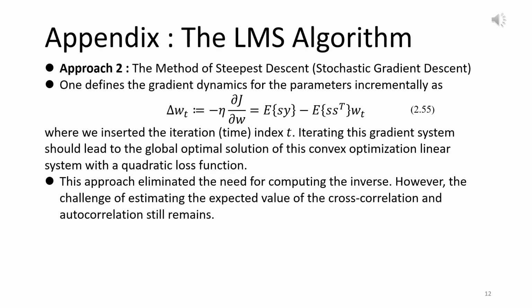The second approach to find the optimal parameters of our one-neuron example is the method of steepest descent based on the stochastic gradient descent. As shown in equation 2.49, we can define gradient dynamics for the parameters incrementally, as in equation 2.55, where t is the iteration or time index. Iterating this gradient system should lead to the global optimal solution of this convex optimization linear system with a quadratic loss function. This approach eliminated the need for computing the inverse of a matrix. However, the challenge of estimating the expected value of the cross-correlation and autocorrelation still remains.